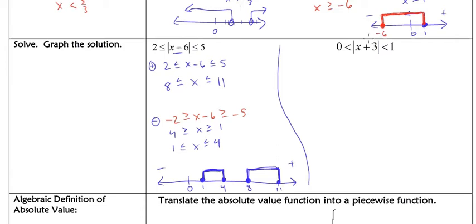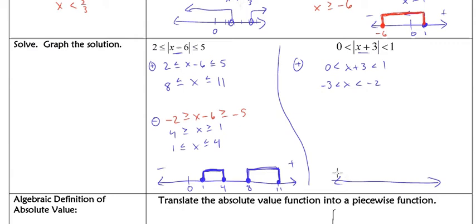And we've got 0 is less than the absolute value of x plus 3, which is less than 1. So if x plus 3 is positive, then 0 is less than x plus 3, which is less than 1. Subtract 3, and we get negative 3 is less than x, which is less than negative 2. Graph that out.